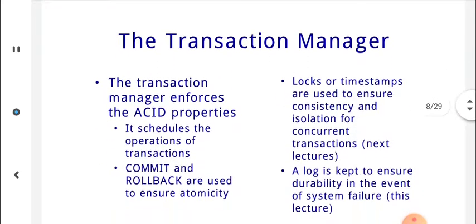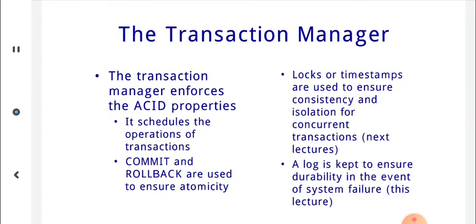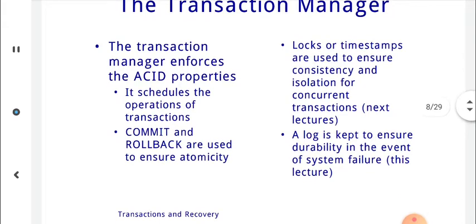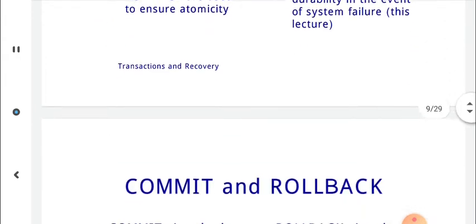The transaction manager is a very important component in the database. The transaction manager enforces the ACID properties, and it schedules the operations of transactions in such a way that it maintains the ACID properties. Commit and rollback are used to ensure atomicity: either you complete with commit, or you don't complete with rollback. Logs or timestamps are used to ensure consistency and isolation, and a log is kept, which is the most important. Please remember, a log is kept to ensure durability.